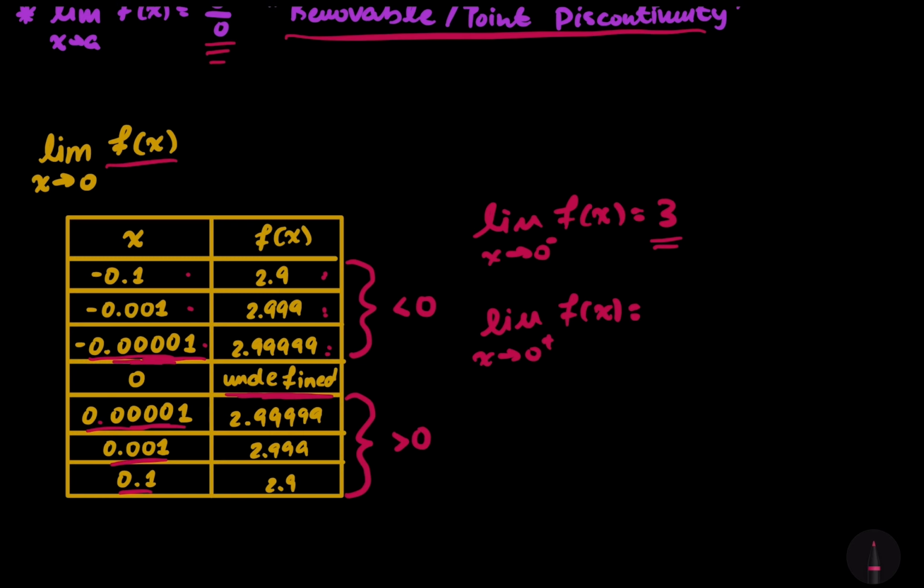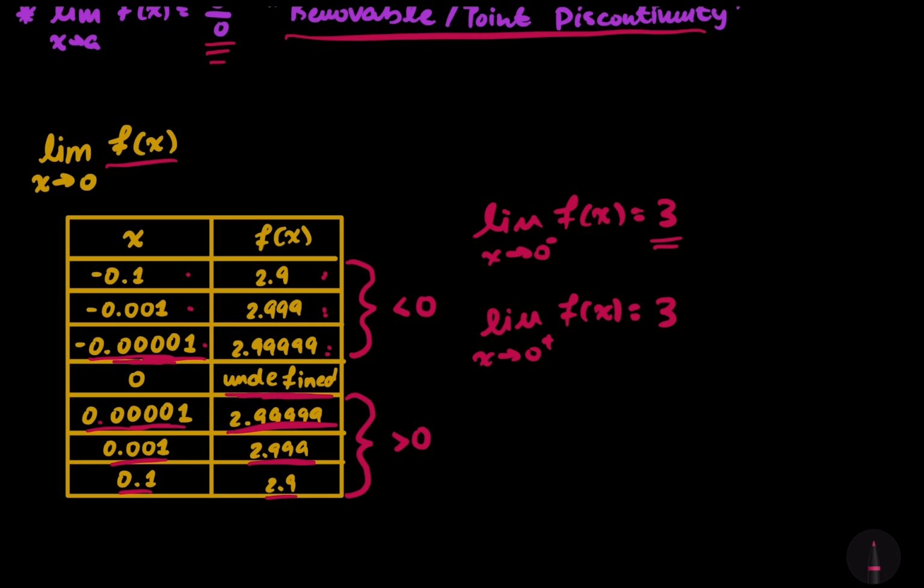And if we look at the corresponding f of x values, we have 2.9, 2.999, and then this number over here, it seems to be following the same pattern as the values that were less than 0. And it seems in this case that we're also going to be converging to 3, right? It looks like this limit is just going to be equal to 3.